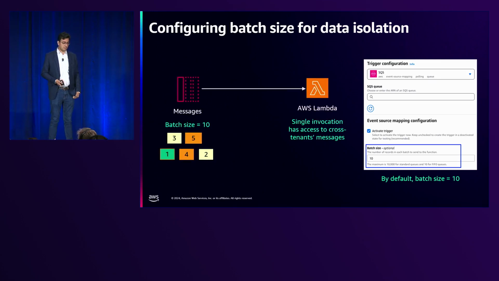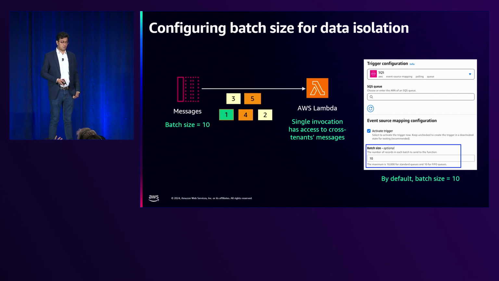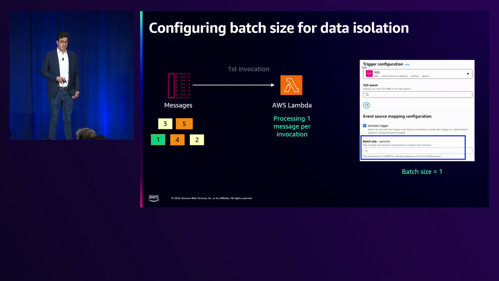By configuring the batch size. In this case, if the batch size is 10, by default all these messages get processed within one invocation. And if you configure the batch size as 1, you end up with exactly one message in each batch. It means one invocation will receive exactly one message, which will belong to one particular tenant.